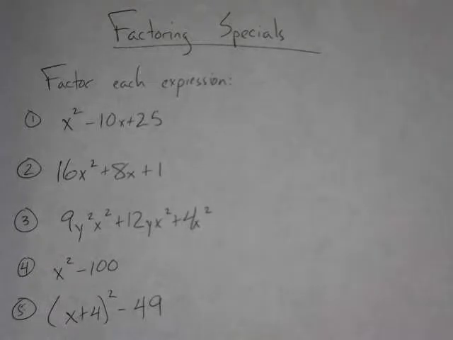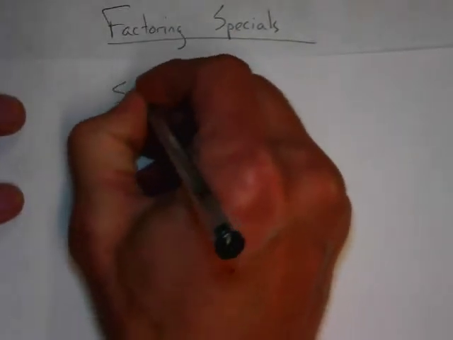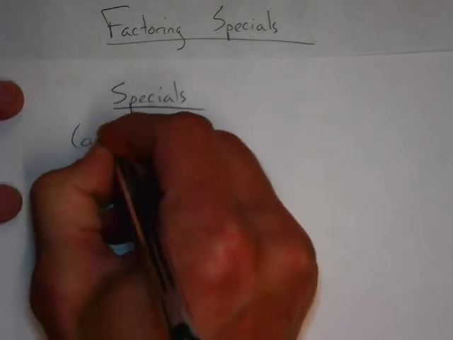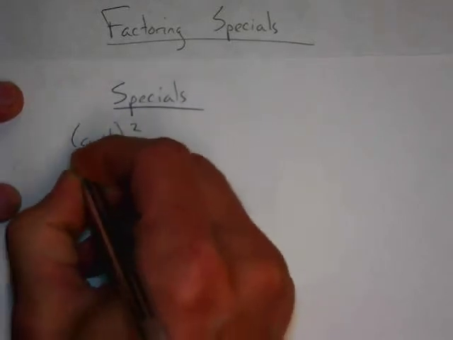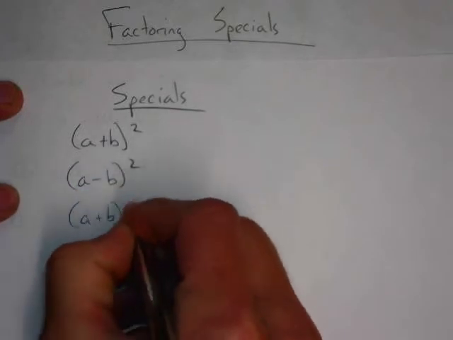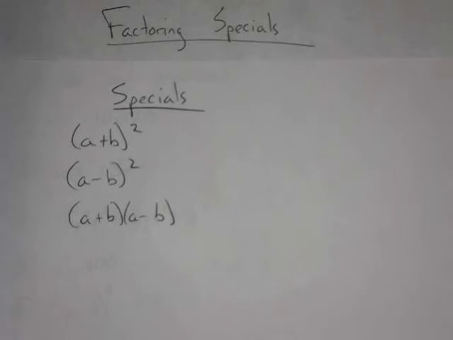When we were multiplying polynomials, we actually learned a couple of shortcuts as far as what are specials. So when we were talking about multiplying back in the day, we were multiplying specials. So for example, we had (a plus b) squared, we had (a minus b) squared, we had (a plus b)(a minus b). Those were specials that we had multiplied out, and they had worked themselves out into neat little things.